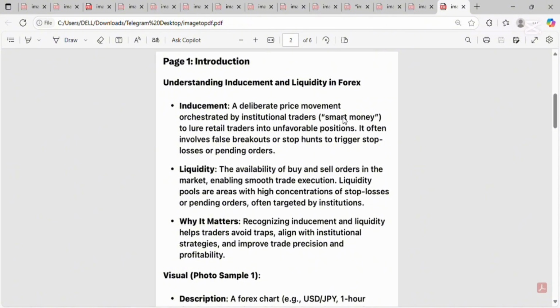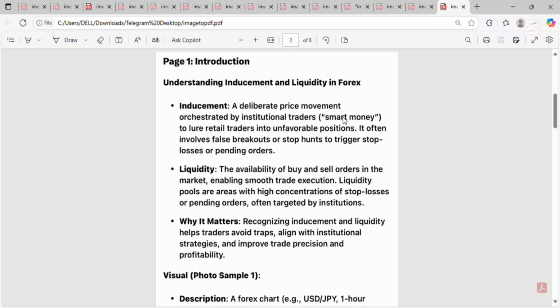And for something to fuel a movement, it has to do with power, to gain power. Now, if inducement is being created, there will be liquidity under it. That is why liquidity serves as fuel. So liquidity comes after inducement in order to fuel the smooth run of the market.